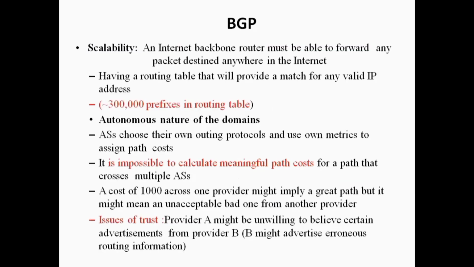So here we can talk about scalability. An internet backbone router must be able to forward any packet destined anywhere in the internet. Anywhere. It must have a routing table that will provide a match for any valid IP address. There are 300,000 prefixes in the routing table.